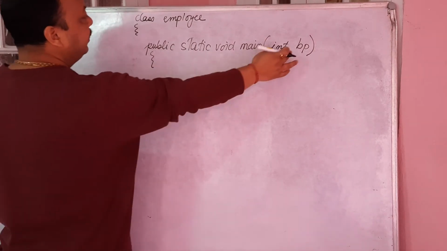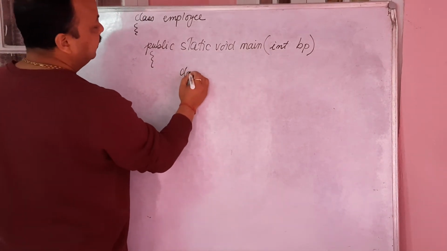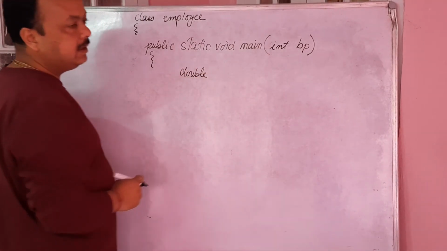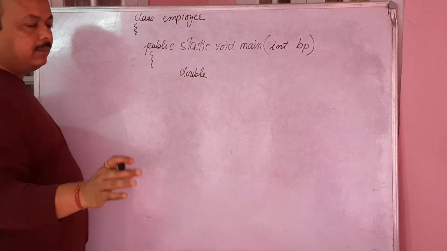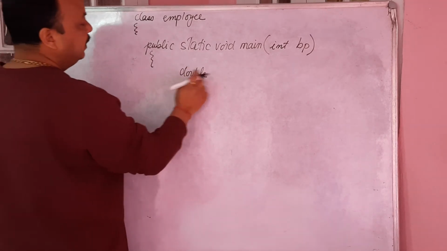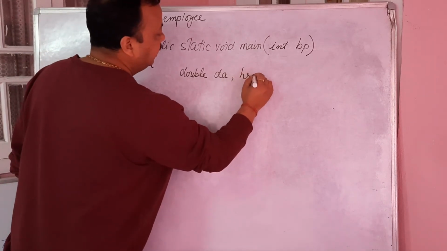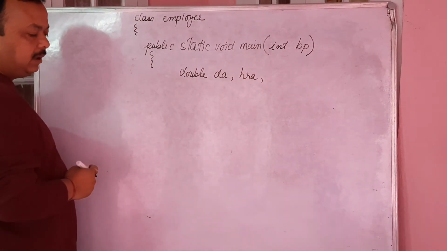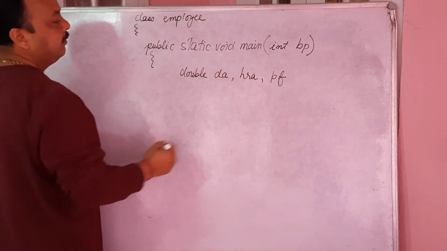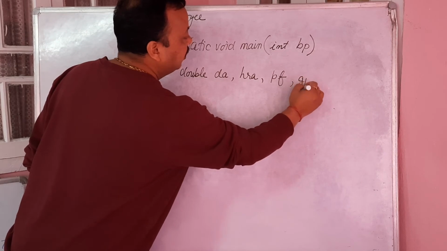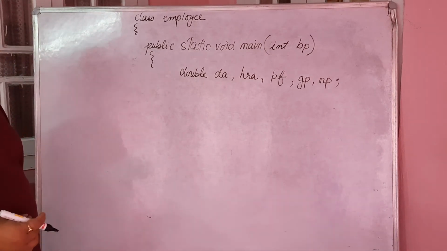What you do, let the basic pay be in integer or double, doesn't matter. But other things will matter if you take them as integer and not as double, because they will be calculated as certain percentages which is mentioned in the question. So double, you take DA for dearness allowance, HRA, name of a variable, for house rent allowance. You take provident fund as PF, you take GP as gross pay, and NP as net pay. So these are the variables that you need for your program.